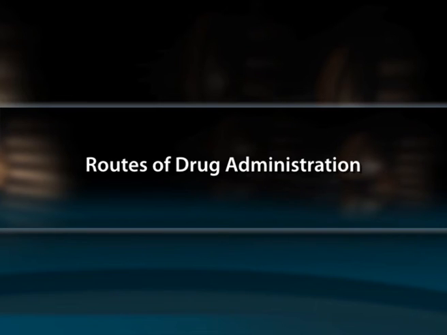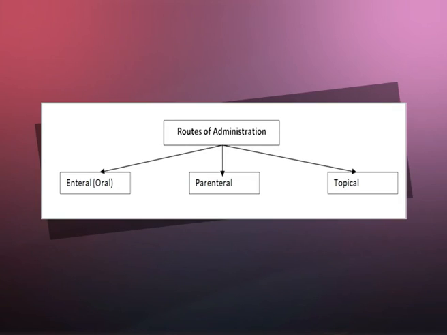Now, let us move on to the routes of drug administration. Drugs may be administered by various routes. The route of administration is determined by the properties of the drug, for example, water or lipid solubility and ionization, and by the therapeutic objectives, for example, the desirability of a rapid onset, the need for long-term treatment or restriction or delivery to a local site. Here you can see the major routes of administration include enteral, parenteral and topical.